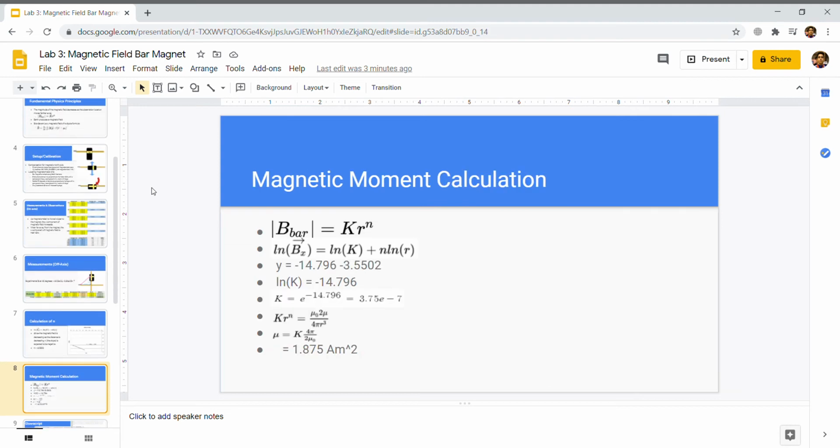Now we have our magnetic moment calculation. We're using the equations both from the fundamental physics principles listed before and the equation used to graph that line. Then you can solve for ln of k, because that's going to be your y-intercept. And then from there you can solve for k by doing some algebra. And then with more algebra you can finally solve for mu. And then our mu is found to be 1.875 A·m².